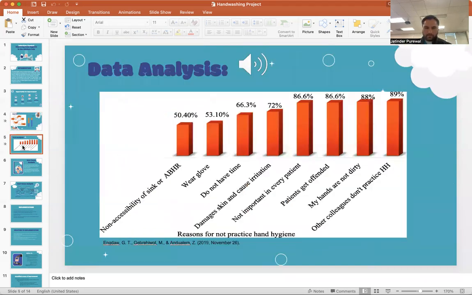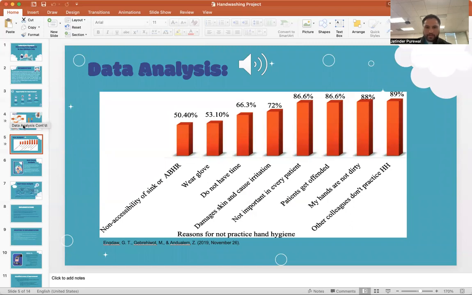And this study I was able to find off of Google. This was done in Ethiopia. I couldn't find anything here. I don't know why. But this study was conducted to assess hand hygiene compliance and associated factors among healthcare providers in a public primary hospital in Ethiopia.